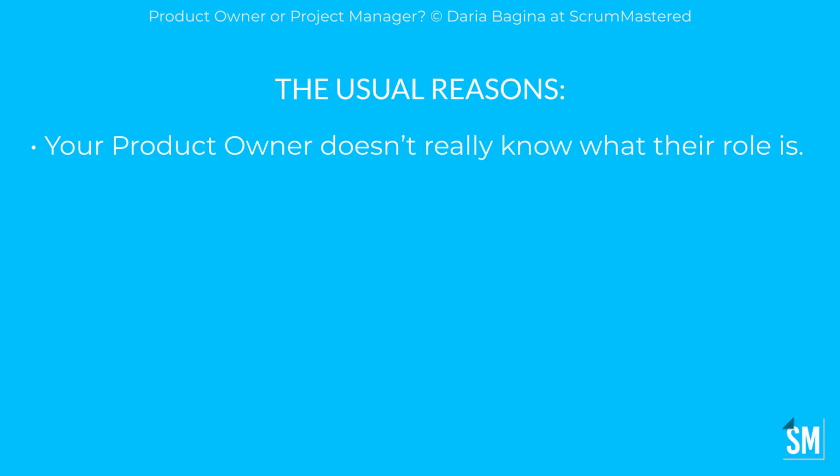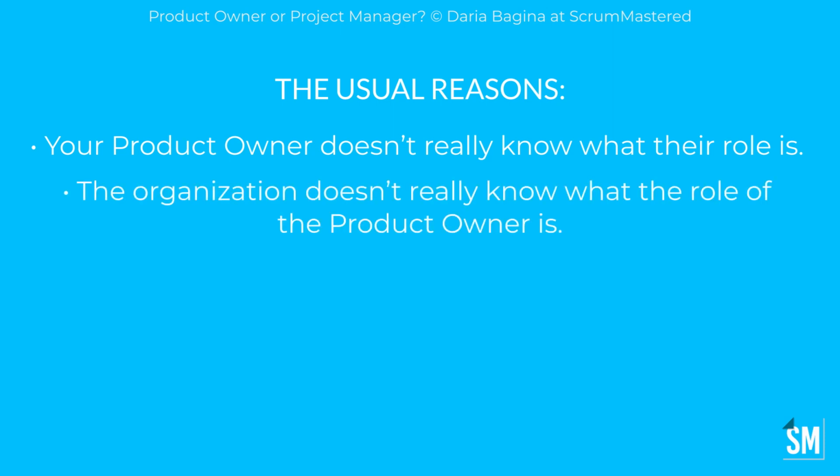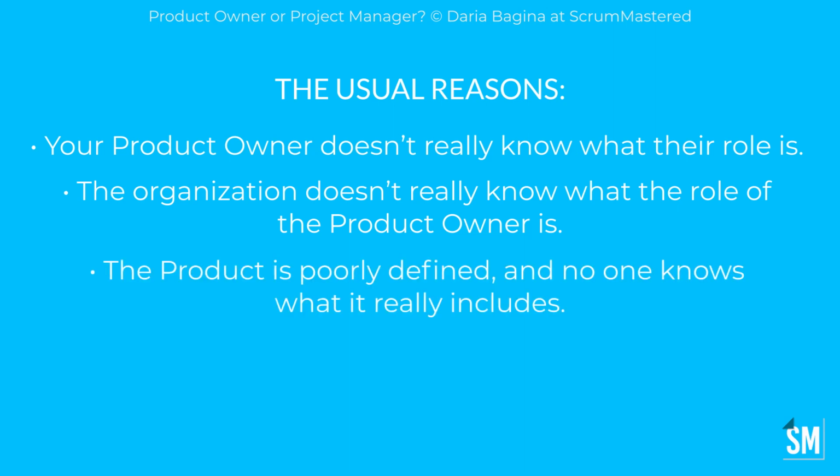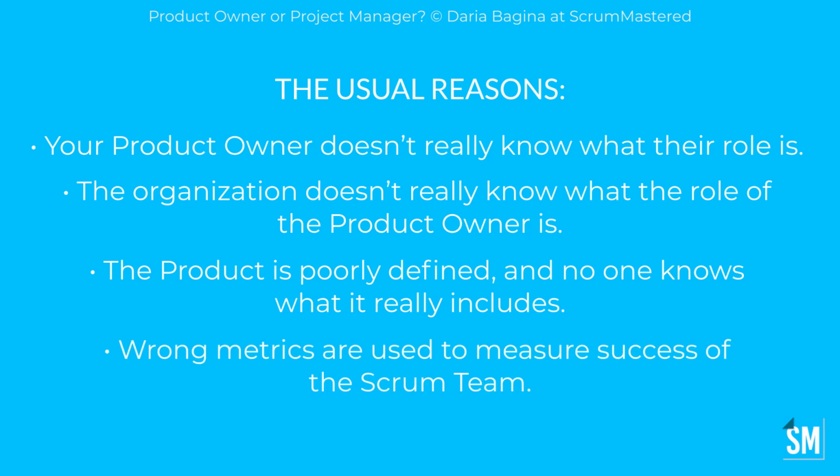The work with your product owner starts with understanding their constraints created by the organization. If you see your product owner turning into a project manager, try to first figure out what it is actually created by, why is it happening, before jumping to any solutions. Well, here are the usual suspects. Your product owner doesn't really know what their role is. The organization doesn't really know what the role of the product owner is. The product is poorly defined and no one knows what it really includes. The wrong metrics are used to measure success of the Scrum team.